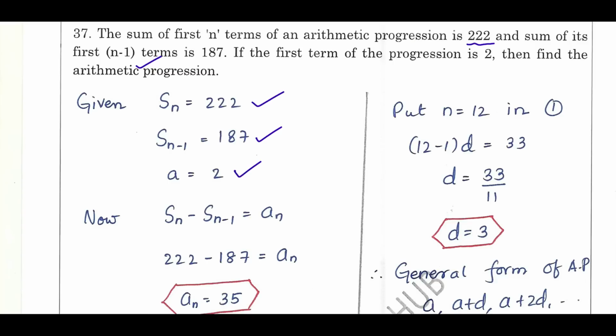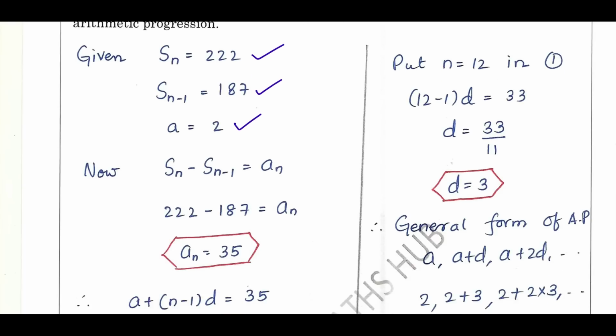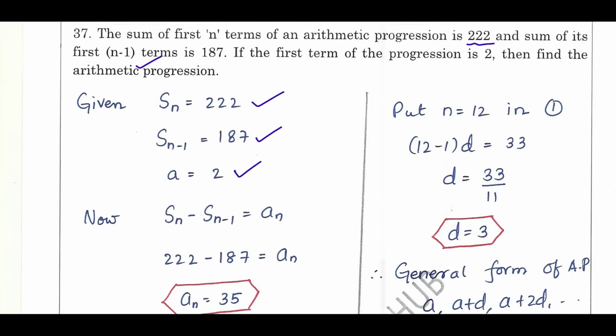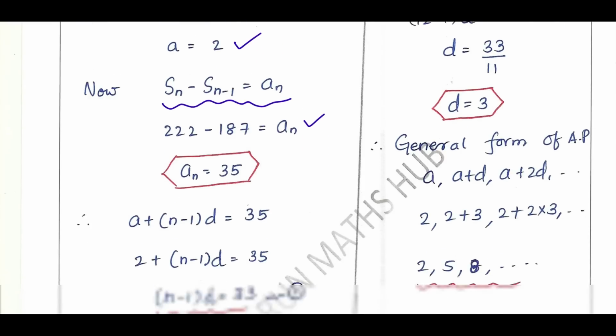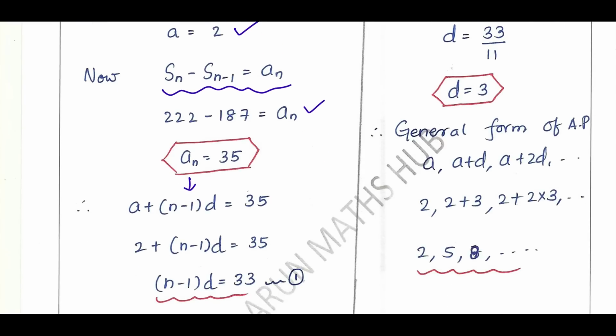To find the arithmetic progression, what we should know is the first term and the common difference. Now the question is finding the common difference. We know the relation Sn minus S of n minus 1 equals An. That is 222 minus 187, we get the nth term An equals 35. We know the An formula is a plus n minus 1 into d equals 35. Very good question. I can say the question paper setter has covered the complete concepts of the chapter.